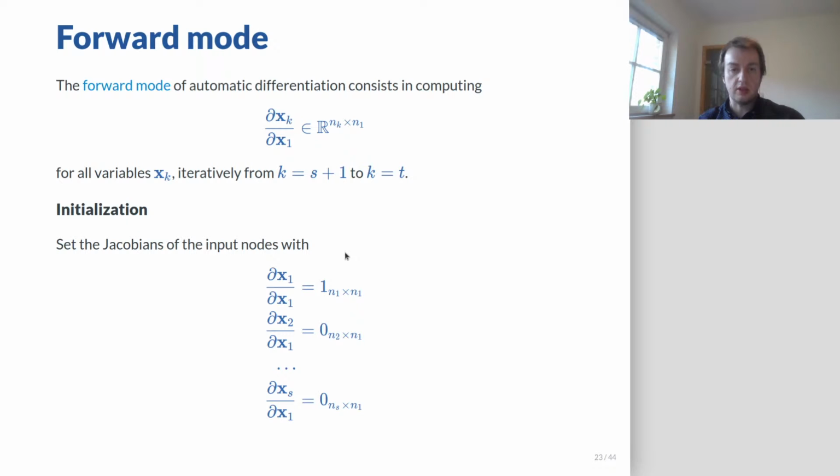And so the forward mode of automatic differentiation simply consists in computing the Jacobians of the variable xk with respect to x1 for all variables xk, starting from the first intermediate up to the output xt. And in this way, if you compute them iteratively one after the other in this ordering, eventually you would arrive at the computation of the Jacobian of xt with respect to x1. And remember, this is our goal.